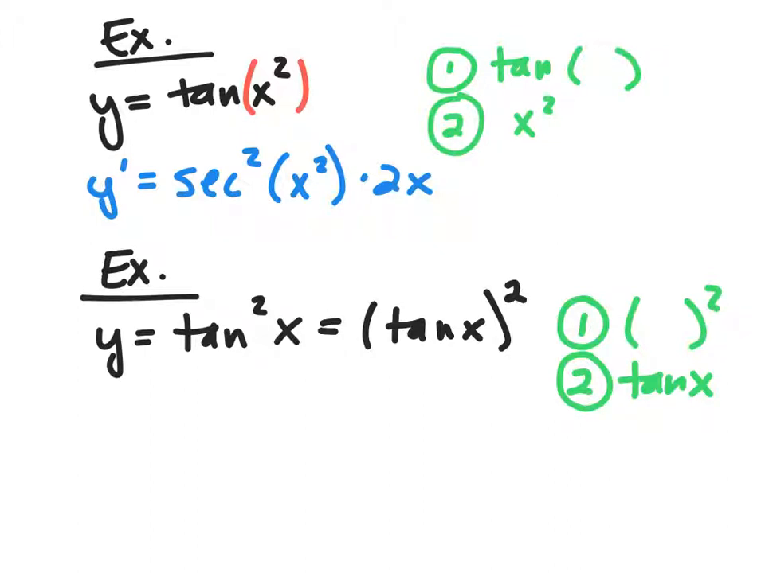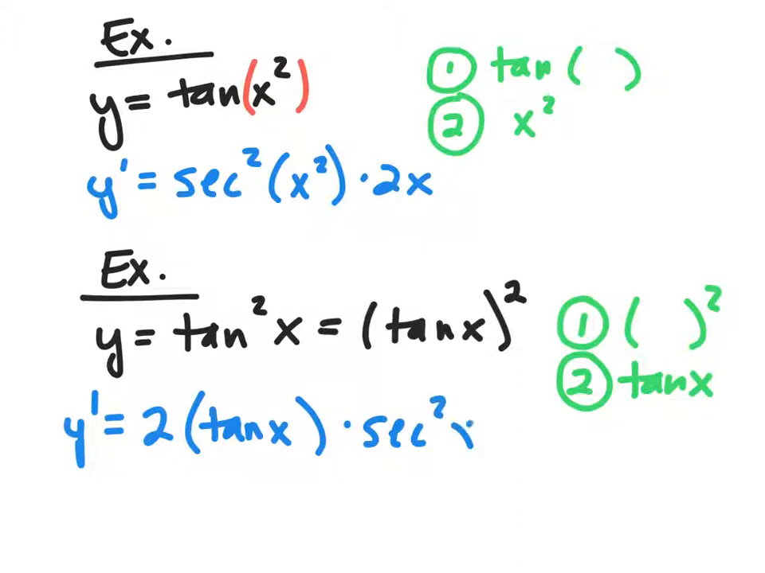So if I differentiate, chain rule says take the derivative of the outside, that's the power of 2, so I'm going to bring down the 2 in front, keep the inside the same, subtract 1 from the exponent, so technically there's a power of 1 right here, but again, we don't write that. So I'm keeping the inside tangent x the same. Then I'm going to go back and multiply by the derivative of the inside. Well, the derivative of tangent is secant squared x.